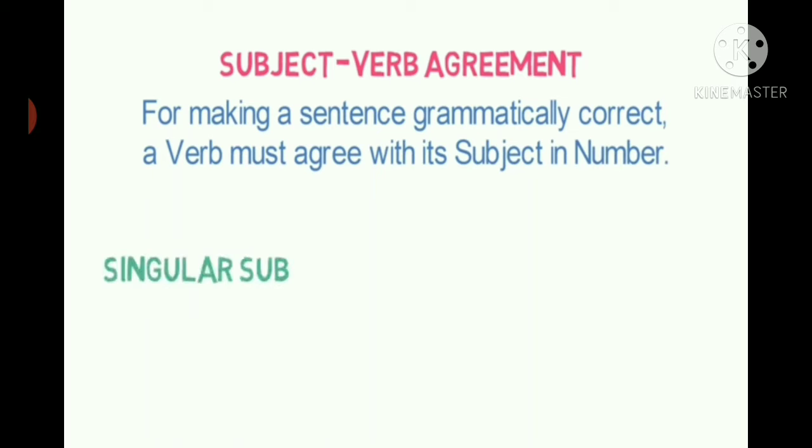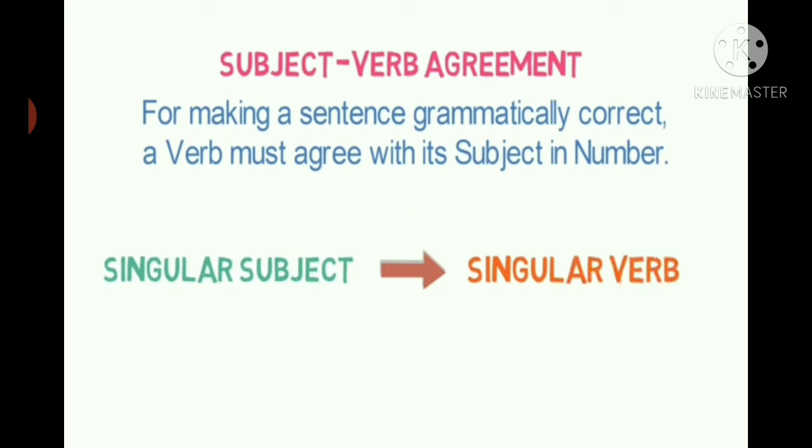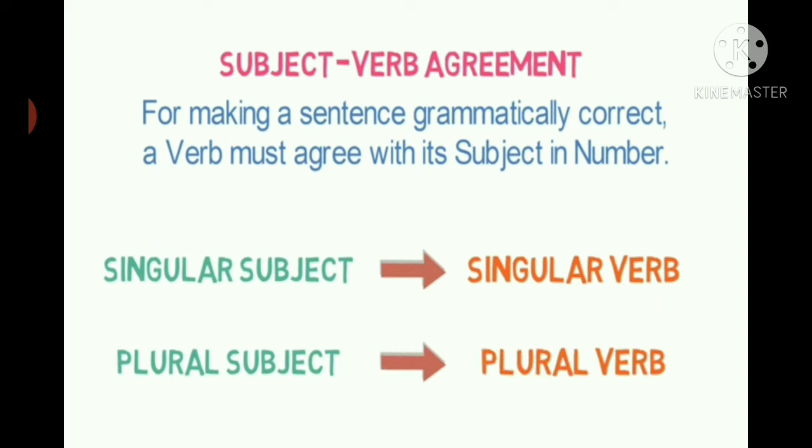The meaning of subject in number is that for singular subject we are going to use singular verb, and for plural subject we are going to use plural verbs. Now singular verbs are is, am, was, has, and plural verbs are were, have.